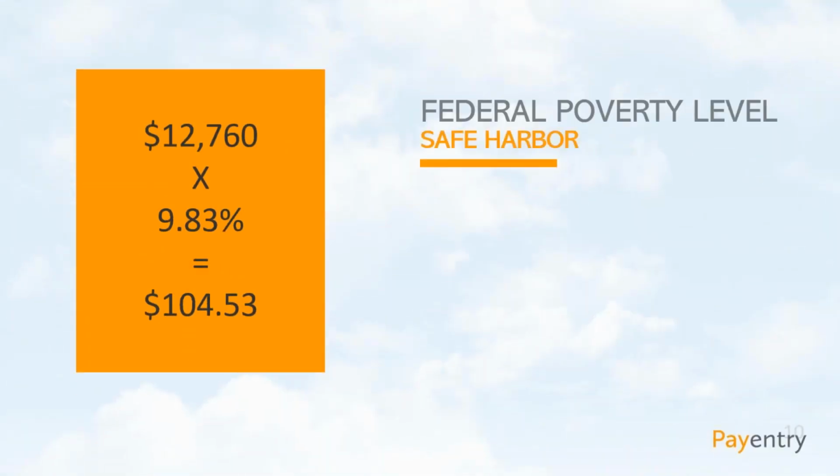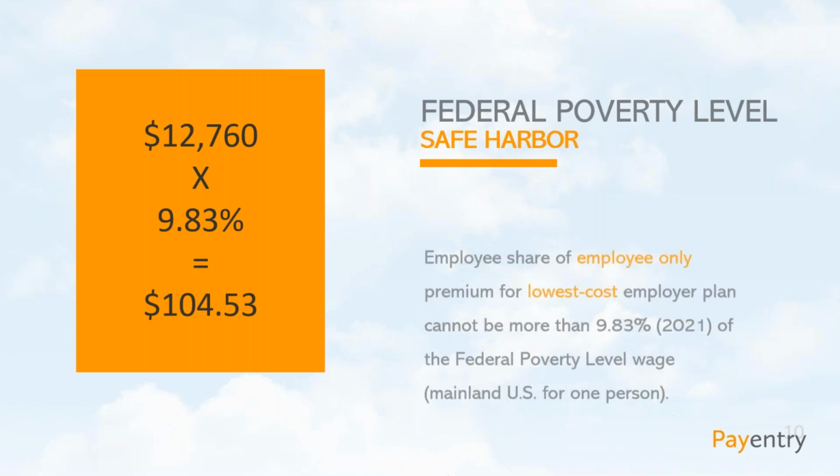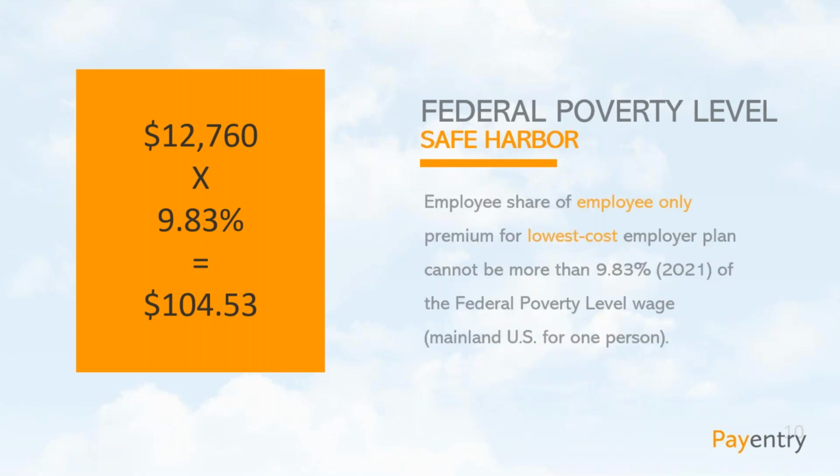The federal poverty level is determined by looking at your employee's share of the employee-only premium for the lowest cost plan that you offer. Some companies have started to offer two plans, one that is bare bones but still meets all the criteria, so that they can take 9.83% of that and see if that, 9.83% of your lowest paid employee, exceeds the 104.53. If it does, your safe harbor is not the federal poverty level.